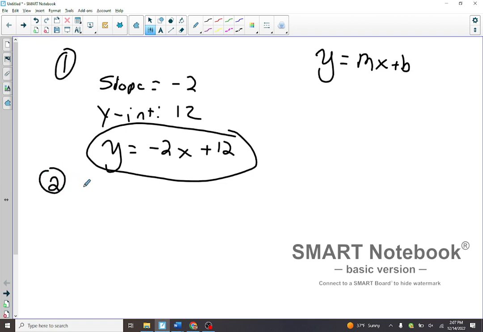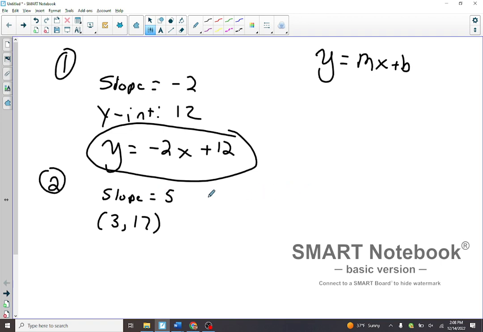Number two, slope is 5. And then I'm going to give you a coordinate point, 3, 17. In this one, I have a slope. I need to find the y-intercept.